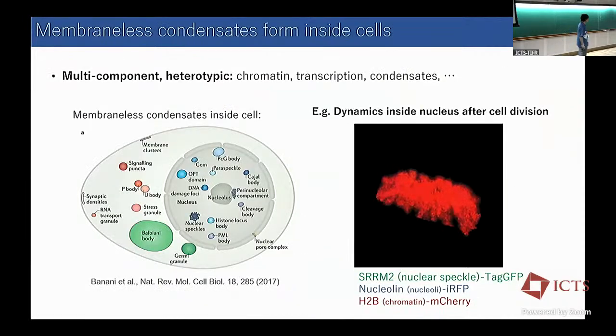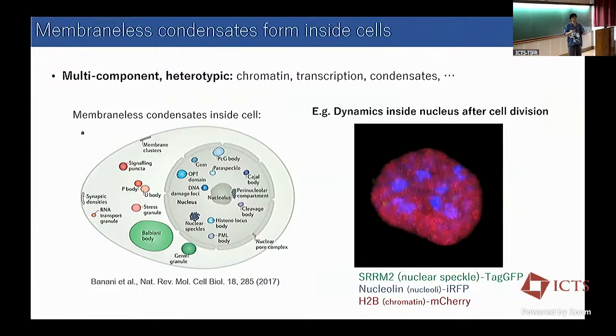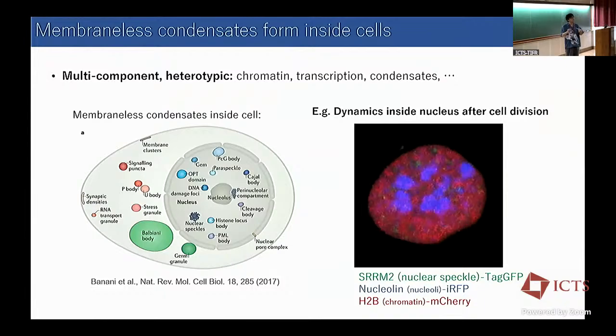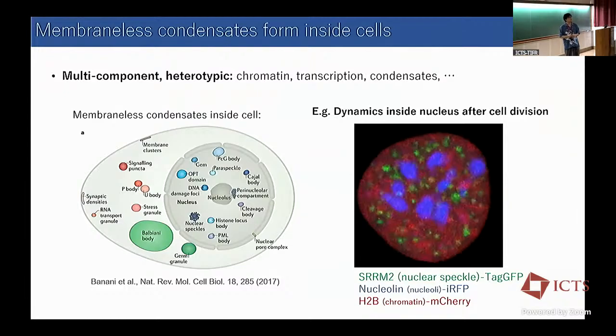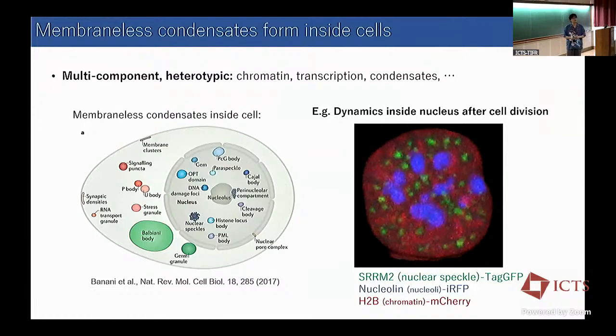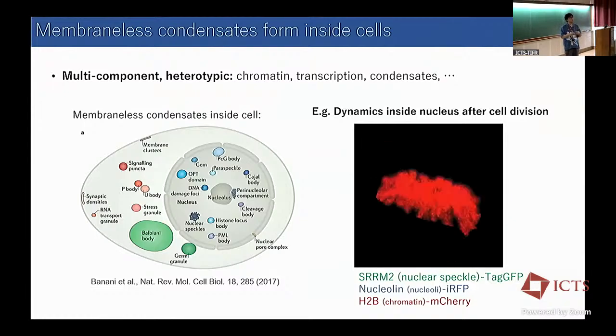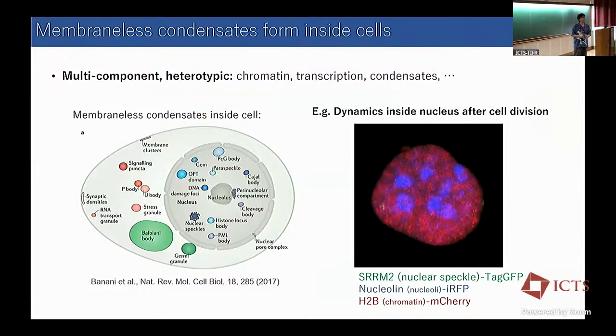I just wanted to play this video, which I think is cool. This is a video I took in our lab. This is a cell right after cell division. The red region is the chromatin, and you can see droplets inside the nucleus, which are the nuclear speckles and the nucleoli. They are the main liquid condensates inside the cells, and you can see how they dynamically form after cell division. After cell division, the nucleus has to reform its shape, and that's a pretty dynamic process happening on the scale of 20 or 30 minutes.